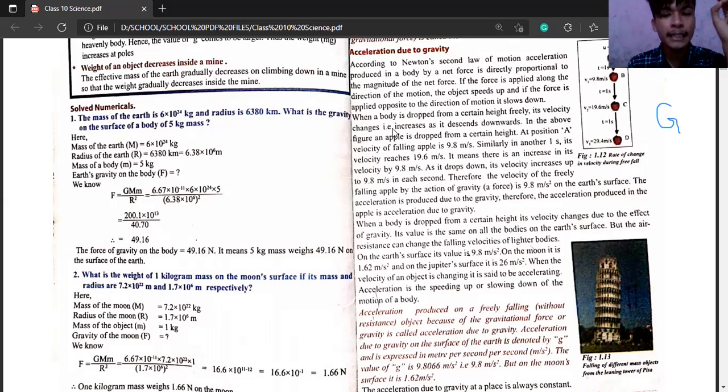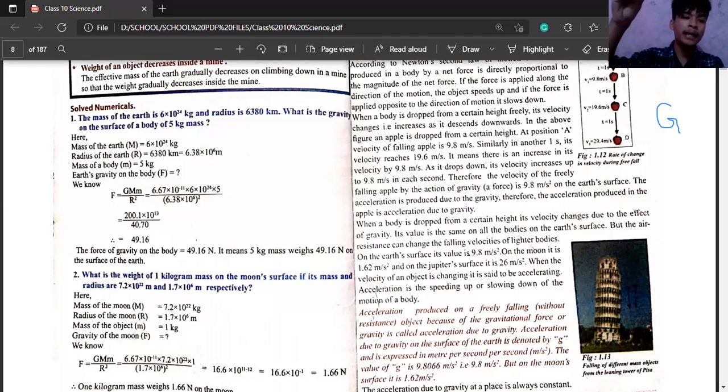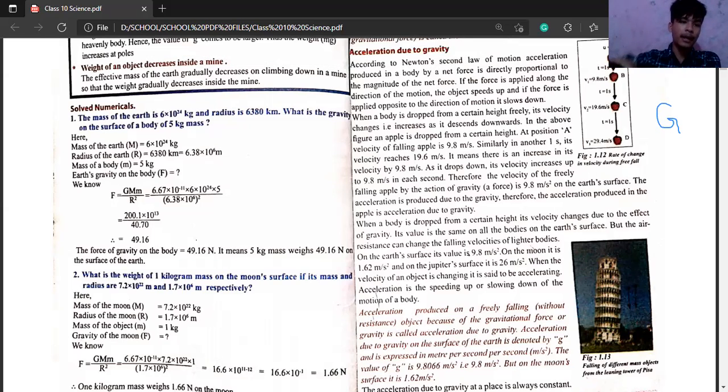Its velocity changes. Its velocity increases as it descends downwards, and the velocity will start to change as it falls down. Right? So the velocity keeps changing. Look at it. When we are holding it in a hand, at that time it was 0 meter per second.